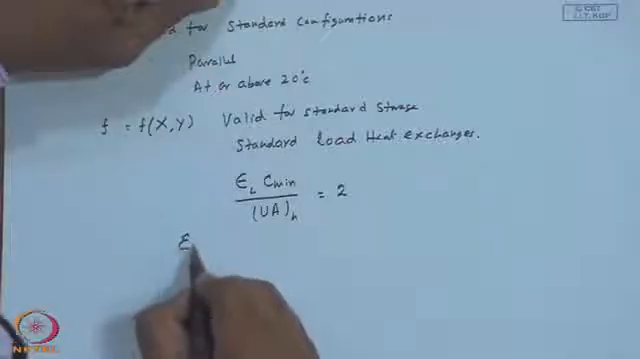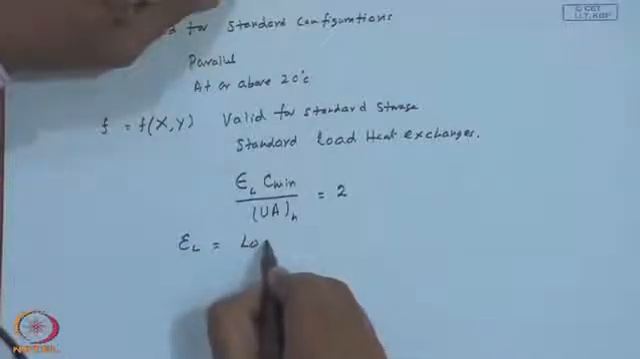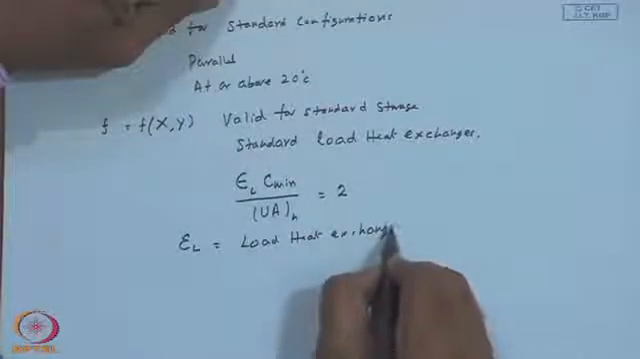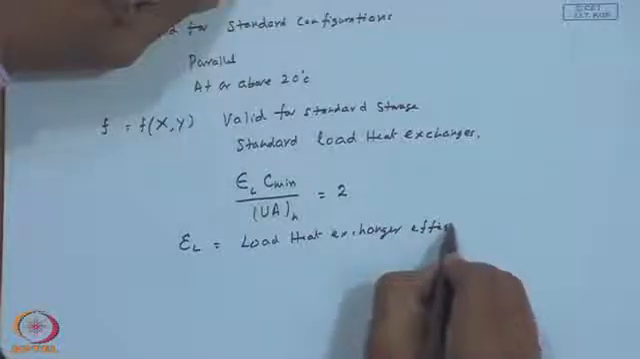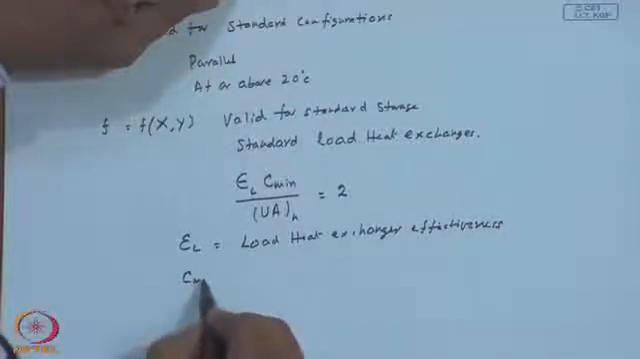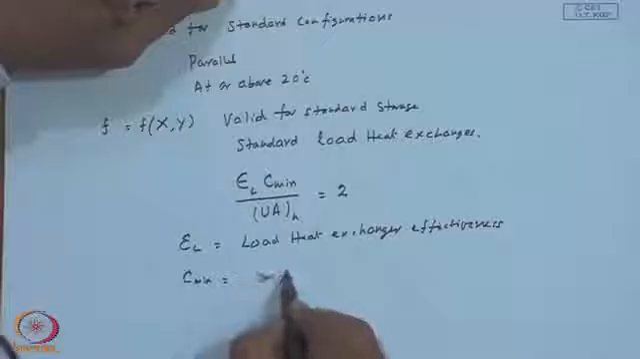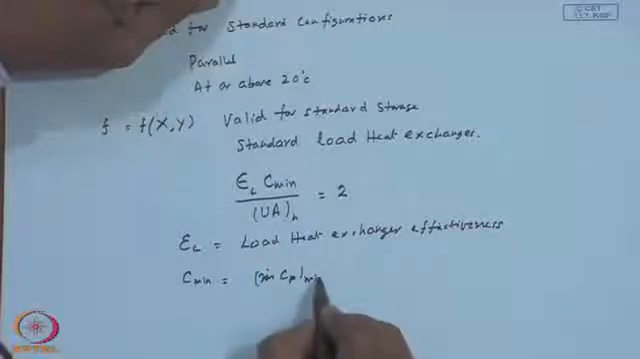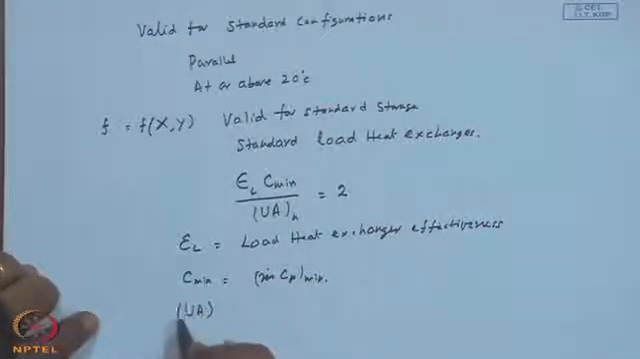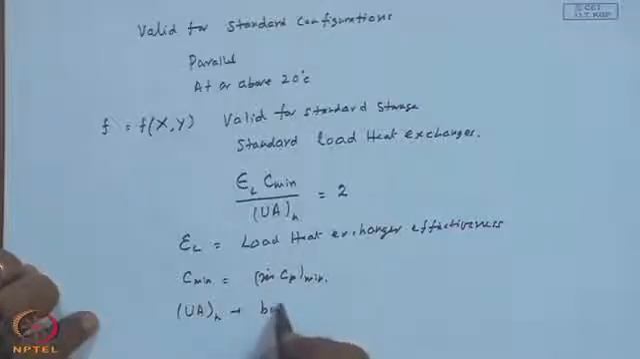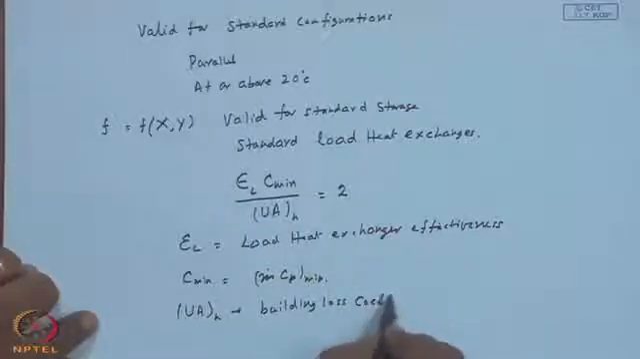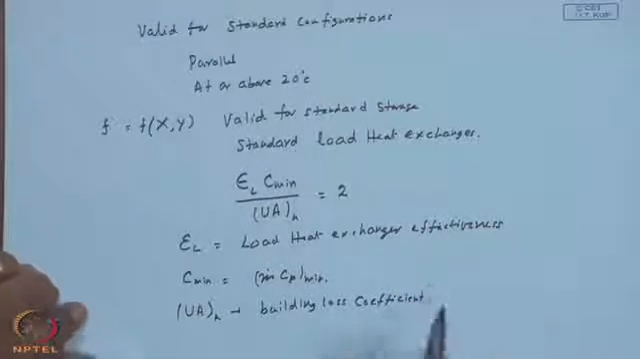Of course, epsilon L is the load heat exchanger effectiveness and C minimum is m dot C p minimum of the fluids on the two sides of the heat exchanger, and U A H is the building loss coefficient. Obviously, this is non-dimensional.